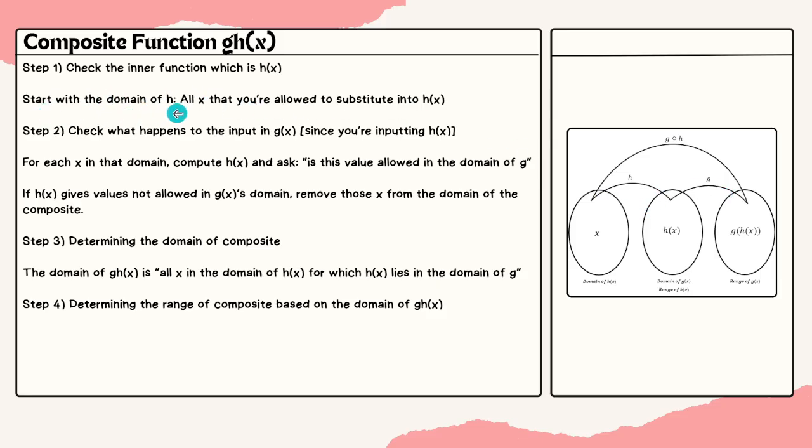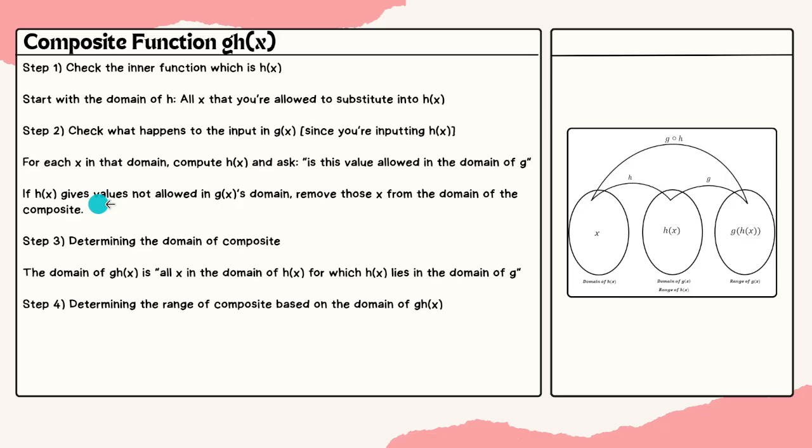You start with the domain of your inner function, h of x, which is basically all the x values that you're allowed to substitute into h of x. Then you have to check what happens to the input in g of x, because your input for g of x is basically h of x. For each x in that domain, you compute h of x. In simple terms, the output value of h of x gets inputted into g of x.